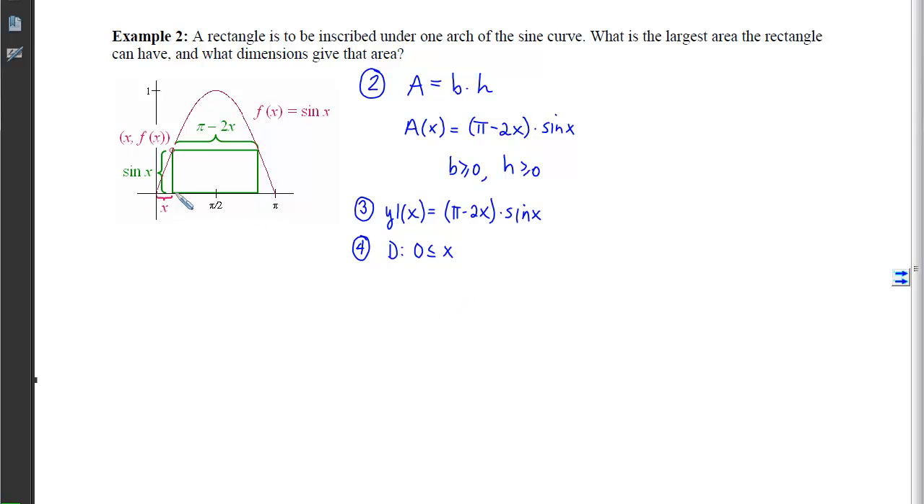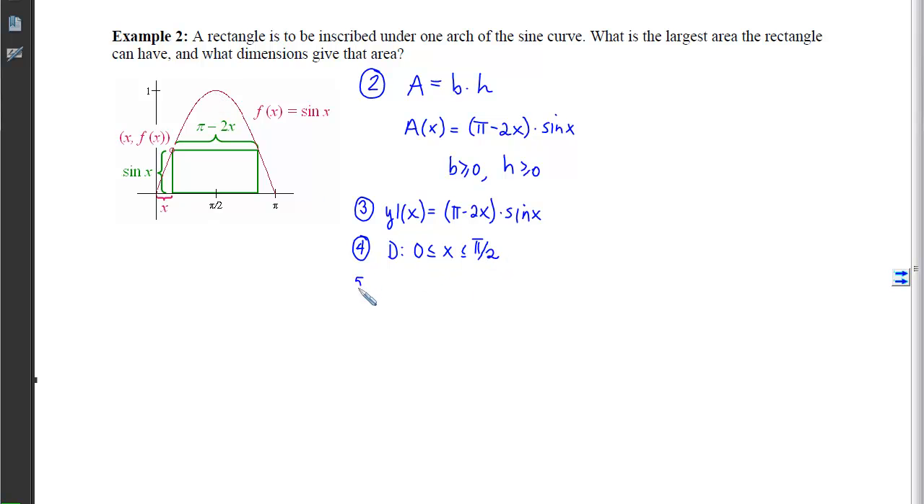If we think about getting x big, we're going to get the rectangle taller and taller. And notice that as this x increases, this other side is also going to move closer to that pi over 2. So if x goes all the way to pi over 2, we will get a super skinny rectangle that has no width. So the largest that x could be is pi over 2.